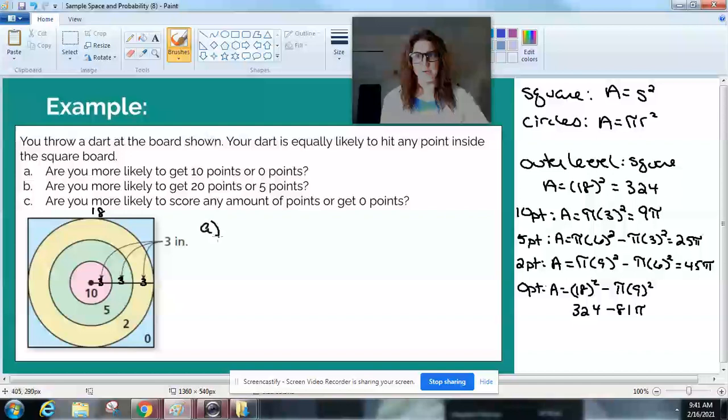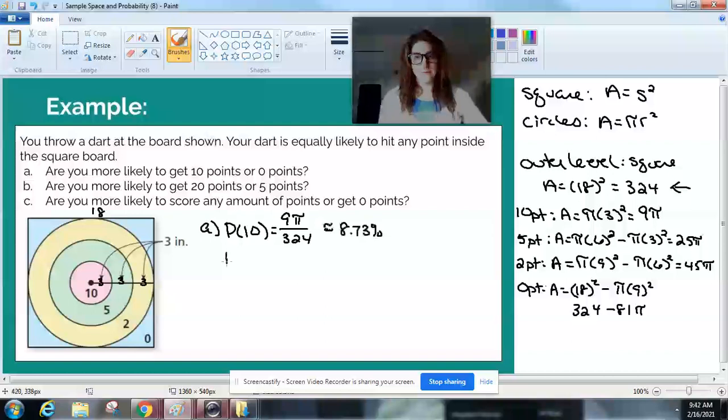So part A, are you more likely to get 10 points or 0 points? So the probability of 10 points is its area, 9 pi, divided by the area of the whole thing. So that 324 is always going to be our bottom because that's my entire outer ring. So when we do that, 9 pi divided by 324, just put it in your calculator. You get 8.73%, or about that. Okay.